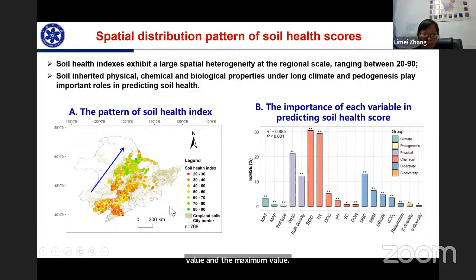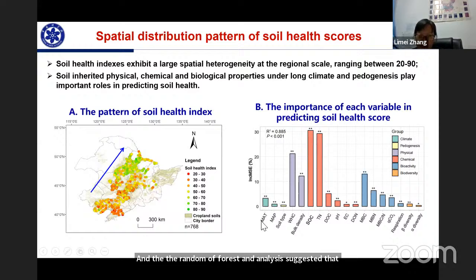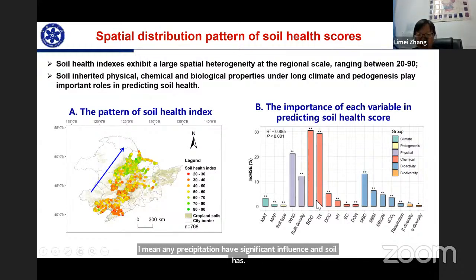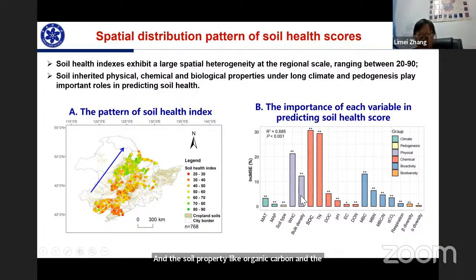And when we put all these scores for each site onto a map, we can see there's a large variation of the score among different areas. Particularly, there is an increasing trend from the southwest to the north part. And the random forest analysis suggested that climate factors, like mean annual temperature and mean annual precipitation, have significant influence on soil health. And the soil properties, like organic carbon and total nitrogen, explained the highest contribution to the soil health score.